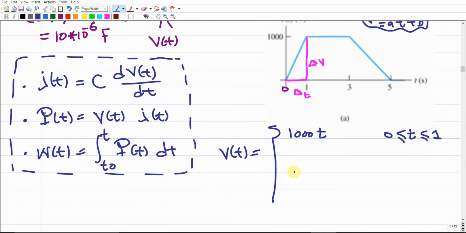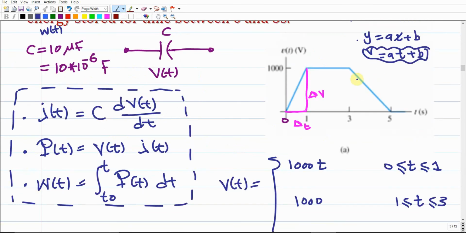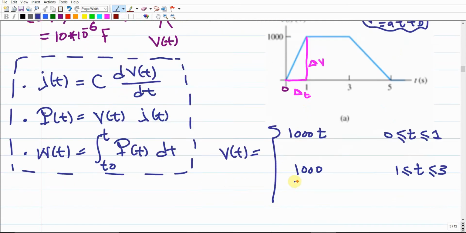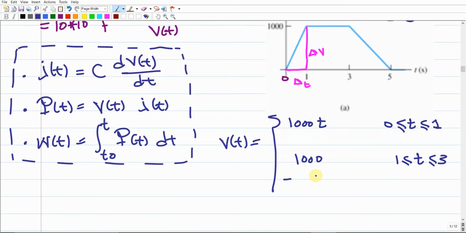The second one is very simple. It is just constant, so it should be 1000 within the period of t between 1 to 3 seconds. And then we do have this one declining. It means that the slope should be negative. In this case, we said that if the line is represented between the second and fourth quadrant, it means that it should have a negative slope. So initially the slope should be negative something, right?